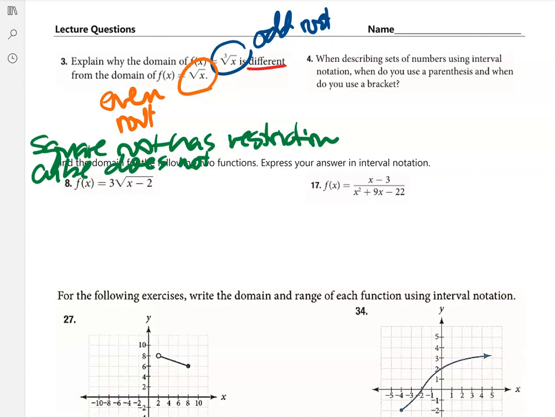Number 4, when describing sets of numbers using interval notation, when do you use a parenthesis and when do you use a bracket? So parenthesis, that is like when you see an open circle, meaning you do not include.